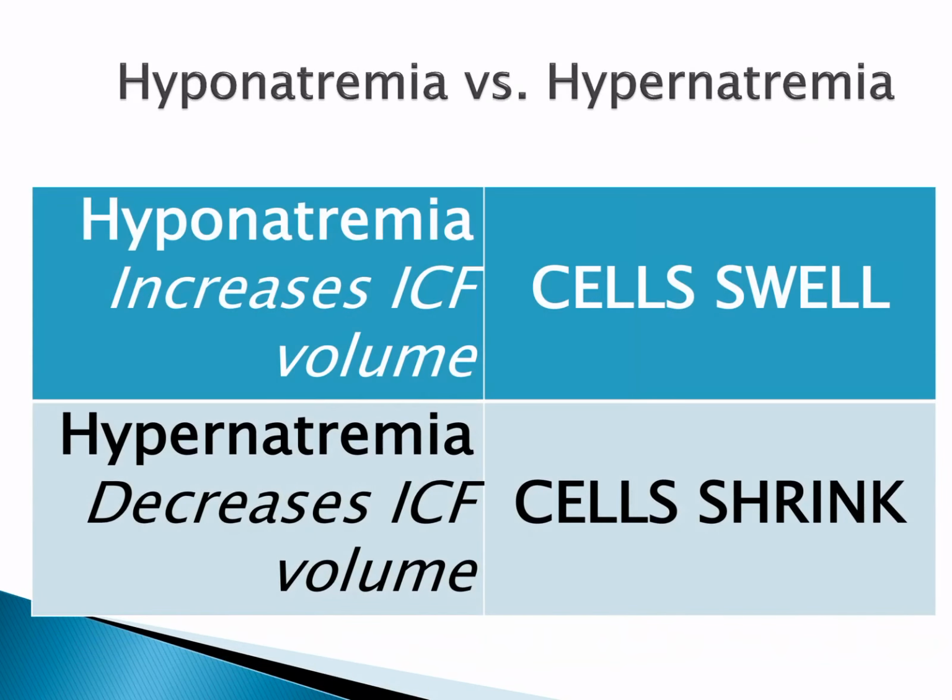So hyponatremia versus your hypernatremia. In your hyponatremia, it increases your ICF volume. So meaning your cells swell. When you say hypernatremia, it decreases ICF volume, meaning the cells shrink. So remember that one. When we say hyponatremia, the cells swell. When we say hypernatremia, the cells shrink.